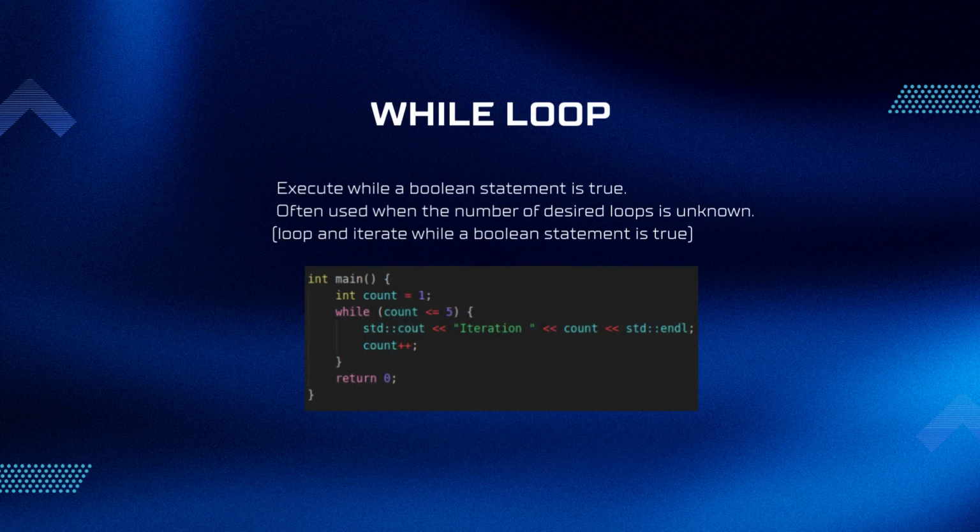While loops execute while a Boolean statement is true. It's often used when the number of desired loops is unknown. Here's an example of a while loop. It loops and iterates while the Boolean statement is true.